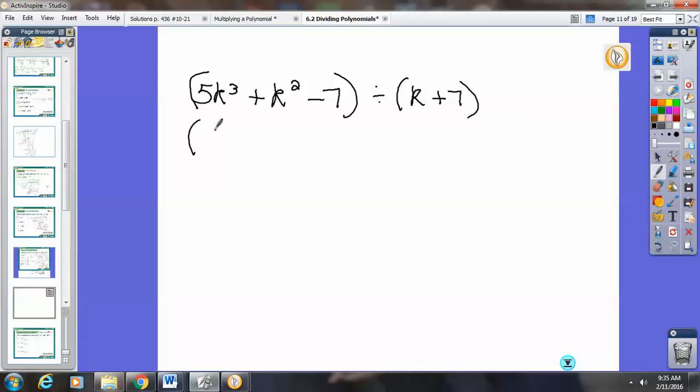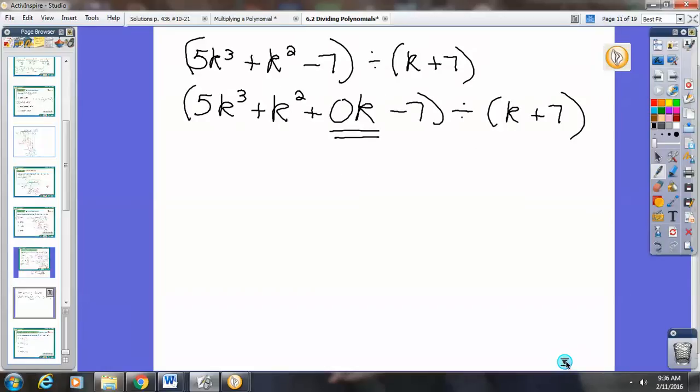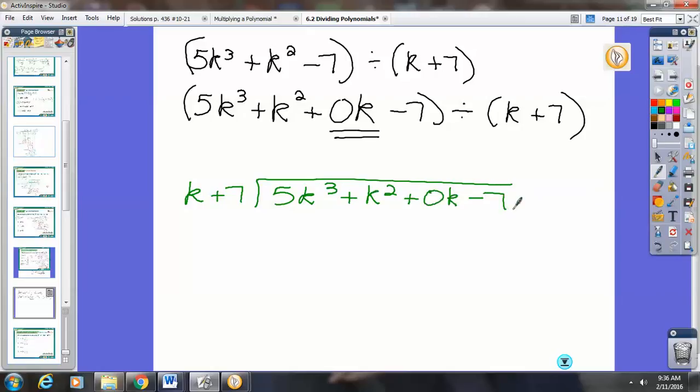So when we add it in, this is what it's going to look like. We're going to add it in as 0k. Add in that 0k. Anytime you're missing a term, you have to account for it. It has to be there. Otherwise, your polynomial long division won't work. So let's go ahead and set up our division. We have 5k cubed plus k squared plus 0k minus 7.